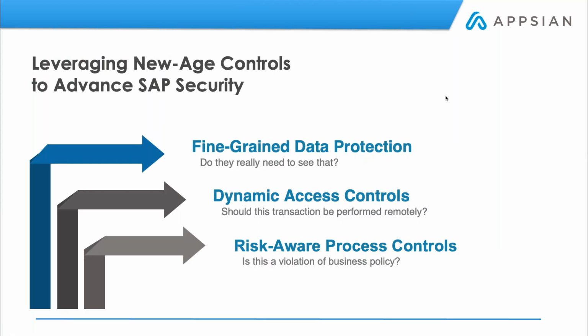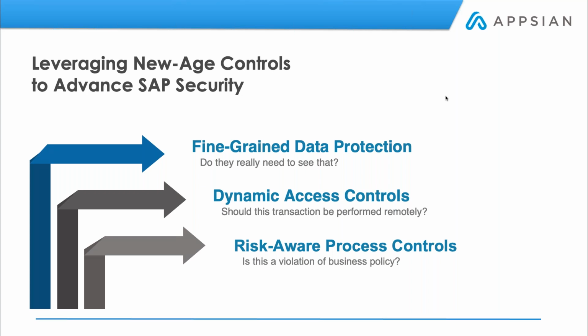So we're leveraging new age controls to advance the SAP security model is really what's going to happen. So we can get into fine-grained data protection. Does the user need to see that particular piece of information? They're within that T code. Do they need to see maybe a national ID, sensitive information? All of those things could be defined. All of those things can be built and protected, to have those dynamic access controls.